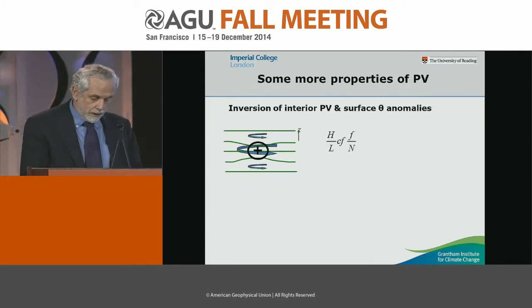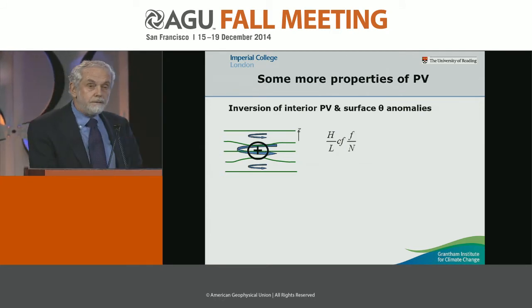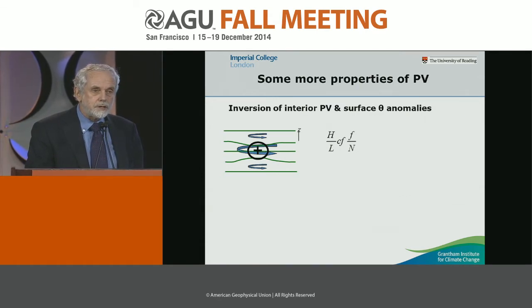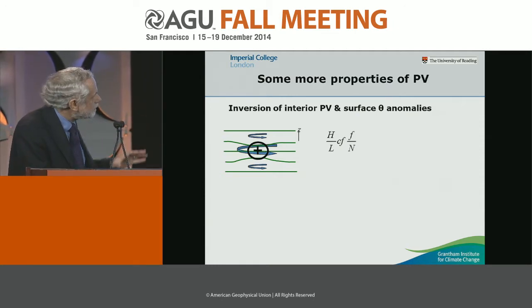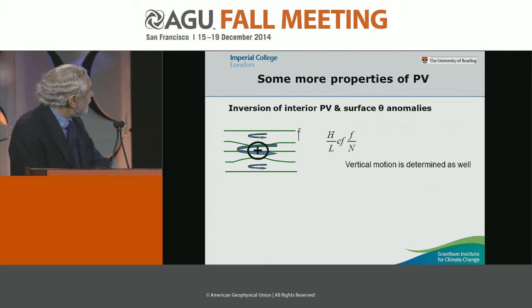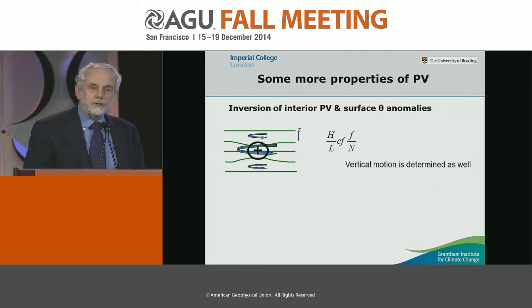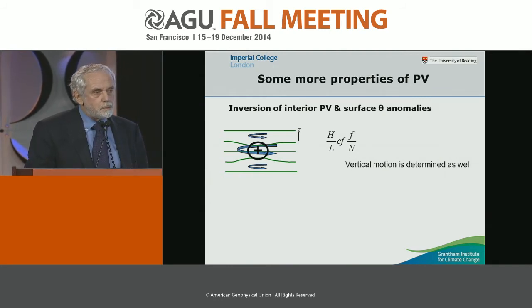So just continuing one more slide, as well as being conserved on a fluid parcel, you can invert the potential vorticity to get everything you want to know about a balanced flow. So you can get the velocity, the potential temperature, the pressure field, and you can even get the vertical motion as well from the potential vorticity, its distribution on theta surfaces, along with suitable boundary conditions.